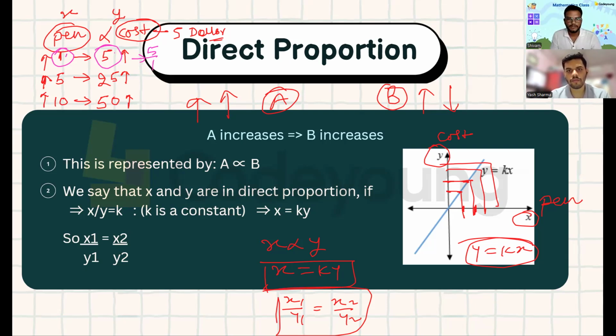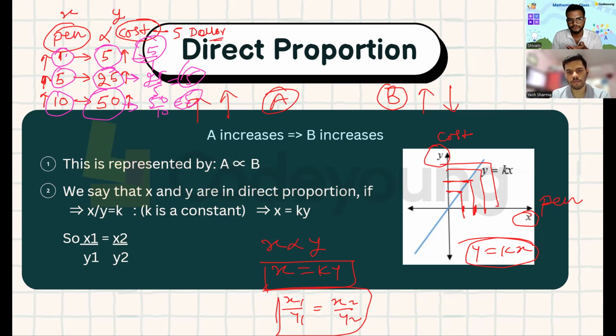Now tell me the ratio of 25 with 5 in the second case. 25 by 5, it is also 5:1. Again 5. Now next one, tell me 50 upon 10. What is the ratio? Again 5. It means this is a constant you are getting. The ratio of x and y is constant.